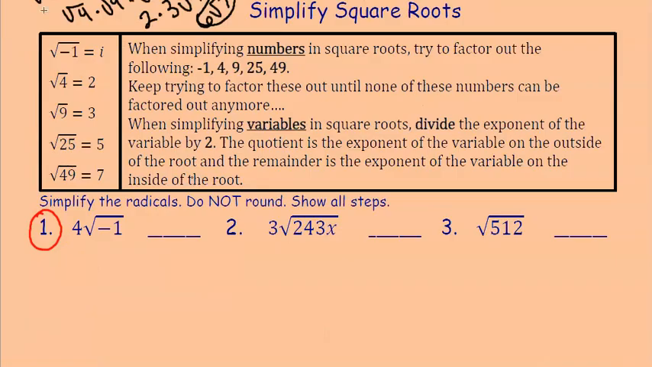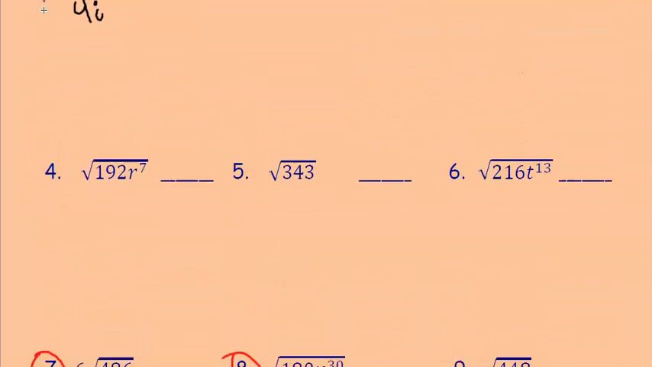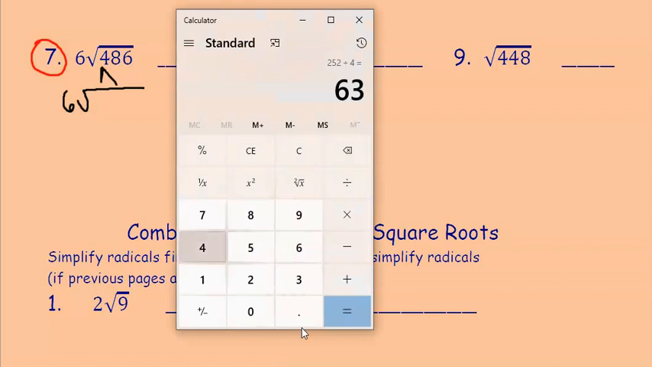Simplify square roots, page 24. If you look at number 1, we have a square root of -16. That's i. So we just have 4i. That's our simplified expression. It's a perfect square here. Let's look at number 7. 6 times the square root of 486. So we want to factor this out. Let's try 4. Doesn't work, so we're going to try the next number.